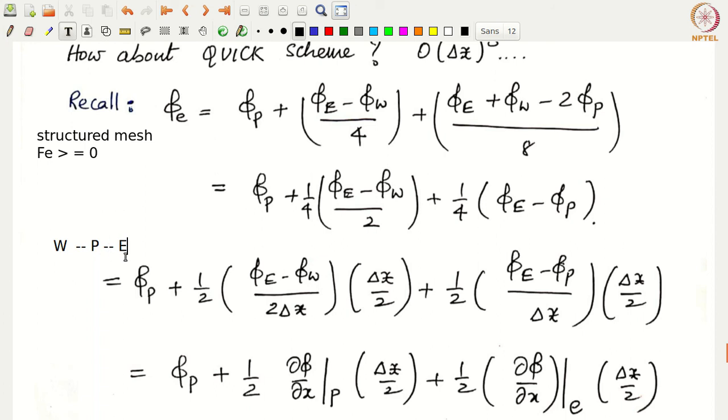(Phi east minus phi p) by delta x, this will be basically the gradient evaluated at the little e, basically at the east face, right? So that means I can write this as partial phi partial x at the east face times delta x by 2. Now what is this delta x by 2? Delta x is the width of the cell, right? Delta x by 2 would be the distance between either p to the face e or between e to the next cell. So essentially if you are talking about p, this would be the distance between cell centroid to the face.